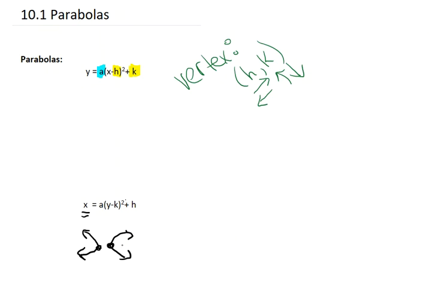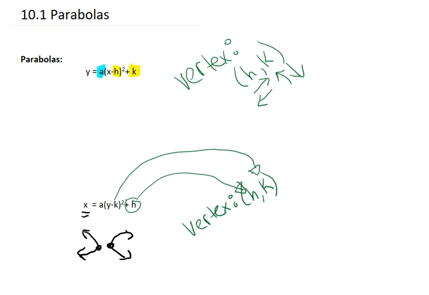Notice, since it's a parabola, it still has a vertex. The vertex still comes from the same place, h, comma, k. So h will go here in the x value, and k refers to the y value. They're just in switched positions in the equation. And a refers to how wide or how narrow the graph will be as well. If a is negative, it will open to the left. If a is positive, the graph will open to the right.